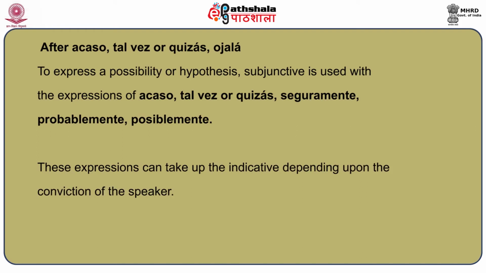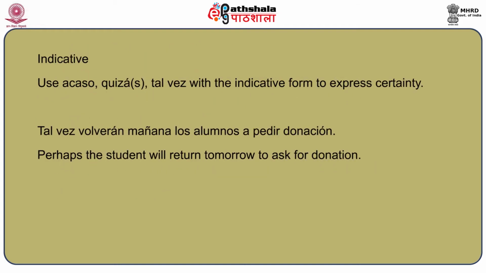After acaso, tal vez, or quizás, and ojalá, the subjunctive is used. To express a possibility or hypothesis, subjunctive is used with the expression of acaso, tal vez, or quizás. Seguramente, probablemente, posiblemente. These expressions can take up the indicative depending upon the conviction of the speaker. The indicative cases use acaso, quizás, tal vez with indicative form to express certainty. Tal vez volverán mañana los alumnos a pedir donación. Perhaps the students will return tomorrow to ask for donation.